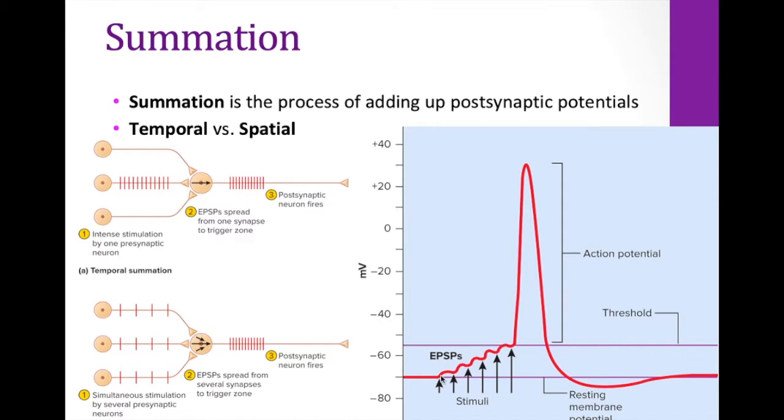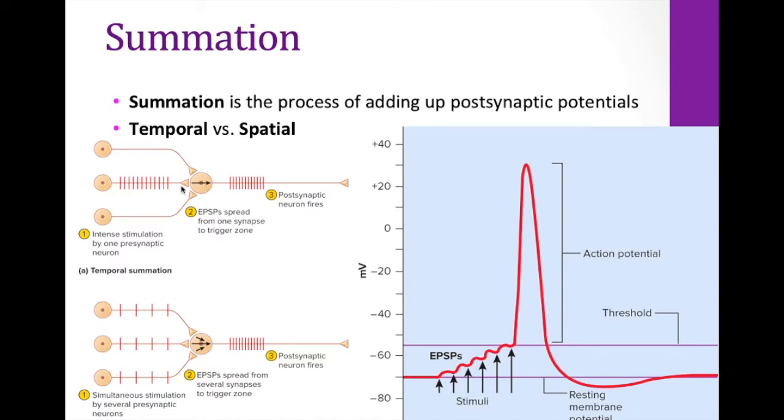So that means that in order for these small EPSPs to cause an action potential, they have to come really closely together so that they can add up, right? In order to add up, they have to not let the cell relax. There are 2 ways to cause summation. It can be temporal, which is the image here on the top, or it could be spatial, which is the image here on the bottom.